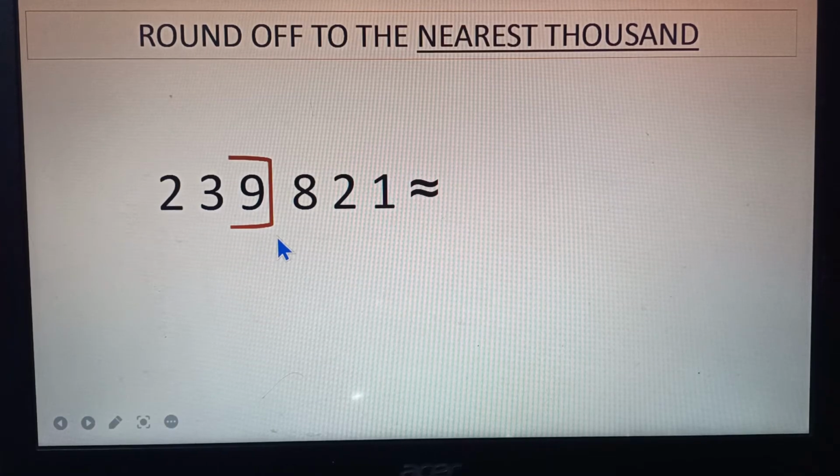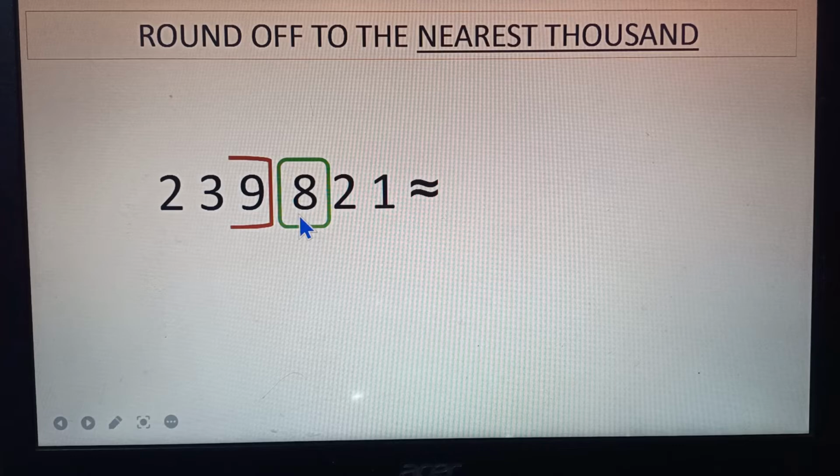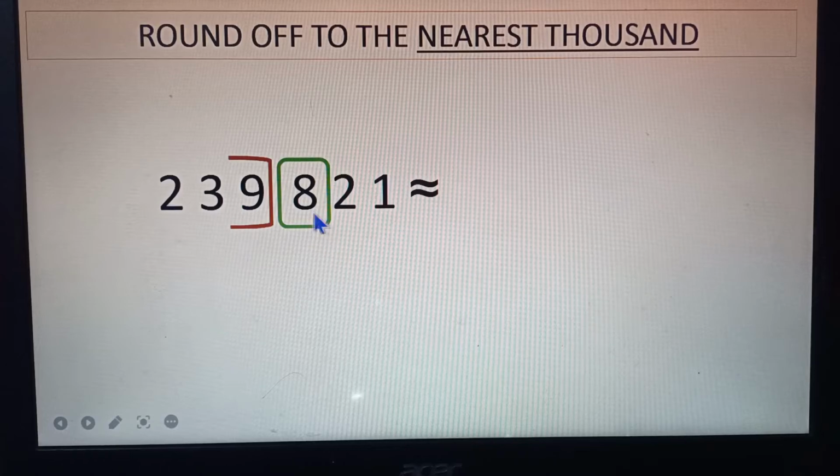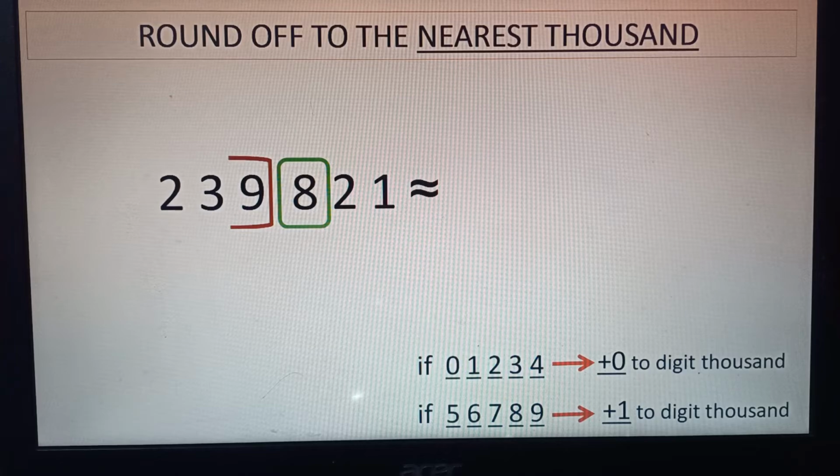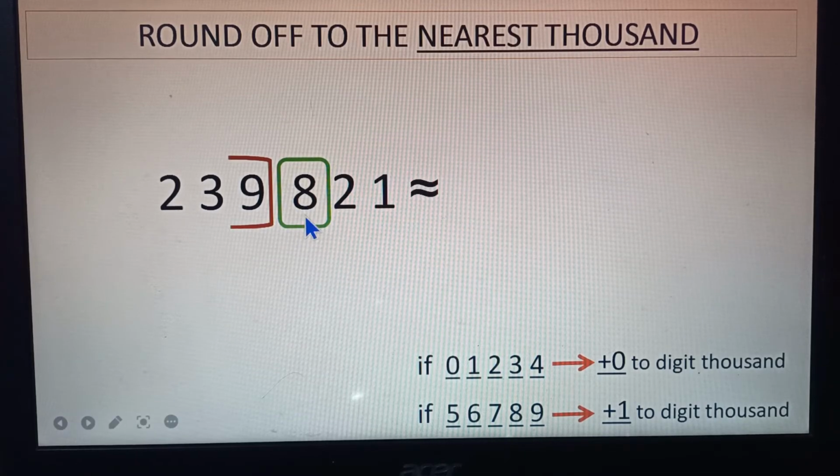Step 2, what should you do? Not check, circle the neighbor. Where is the neighbor? Is it 3 or 8? Yes, it's 8. Okay, sebelah staple nya 8 is the neighbor. We circle. Okay, next step, check the neighbor. Is it less than 5 or more than 5? Yes, 8 is more than 5. So what should you do with the stapler? You add 1 atas stapler tu.